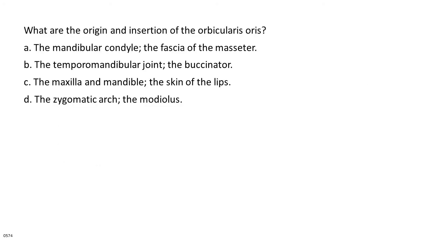What are the origin and insertion of the orbicularis oris? A. The mandibular condyle, the fascia of the masseter. B. The temporomandibular joint, the buccinator. C. The maxilla and mandible, the skin of the lips. D. The zygomatic arch, the modiolus.